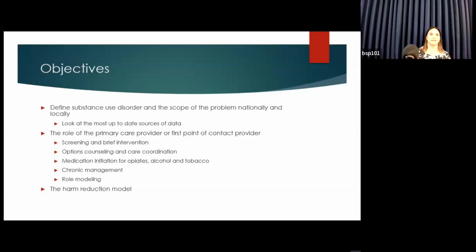I have 3 objectives today. One is to go over some definitions, scope of the problem, not just of opiate use disorder, but of substance use disorders in general, both nationally and locally. And then to talk about the role of the primary care physician or the first point of contact physician, and the different roles we can play in different contexts.